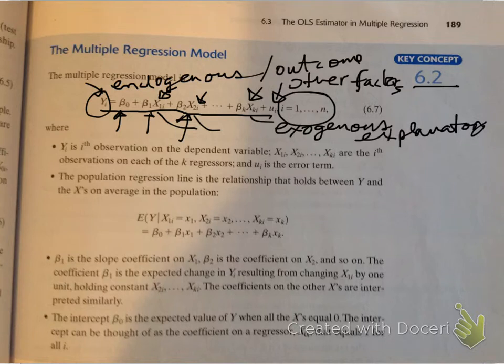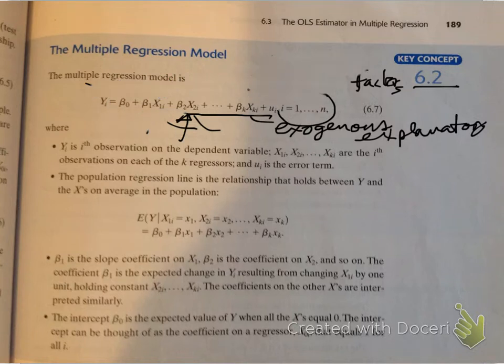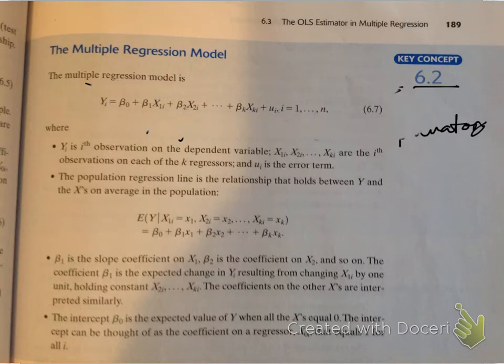So our regression model is very similar to our single variable regression model, but now we have more explanatory variables, more exogenous variables, more regressors in the model. So, as we noted, yi is the ith observation, that is, for one of the observations in our sample, and x1i, x2i, xki are the ith observations on the regressors, and ui is the error term.